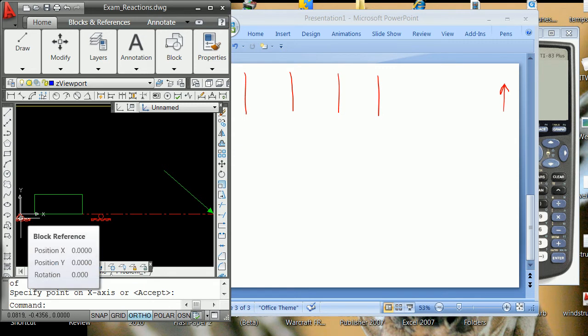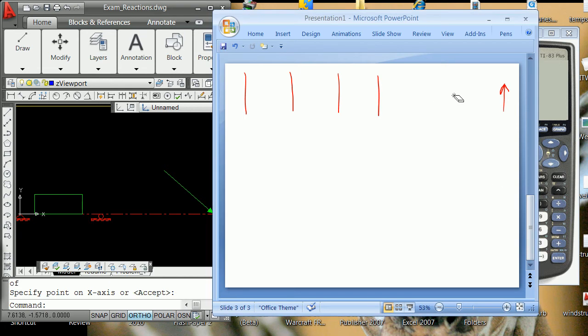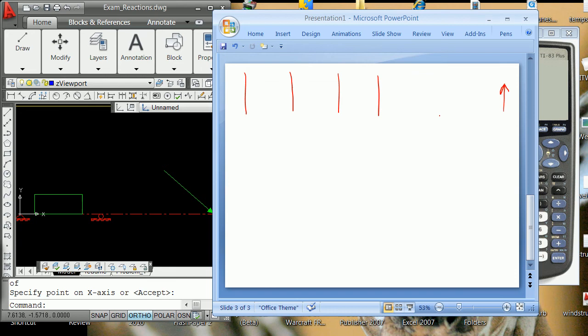if we set the block reference tooltip up, we'll see that one there is at a distance of 8.35. And so you might want to say something over here right away that this is at a distance of 8.35. In other words, you want to find that force is 8.35 away from this moment arm here at A.